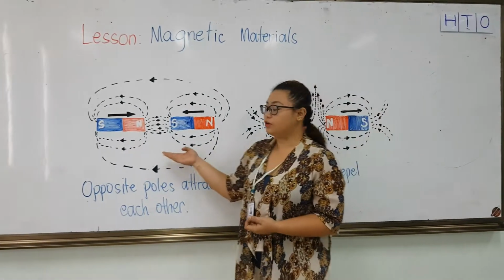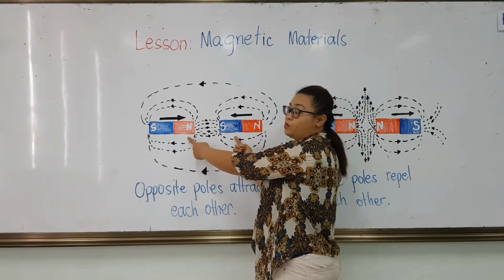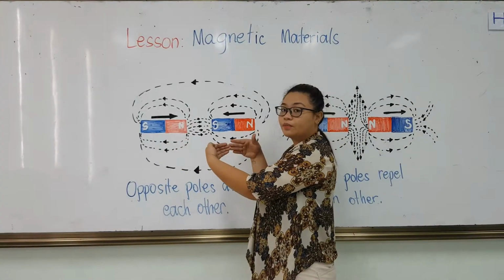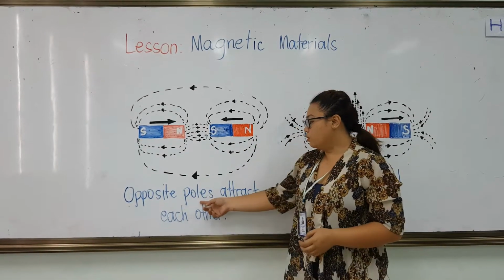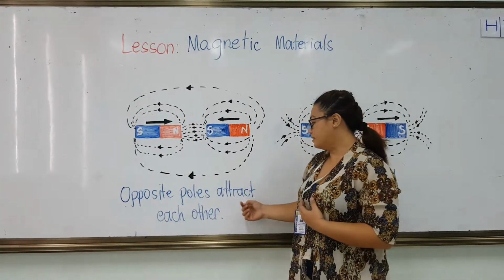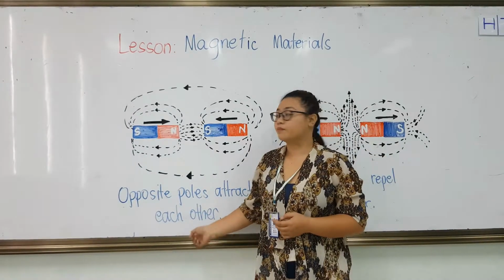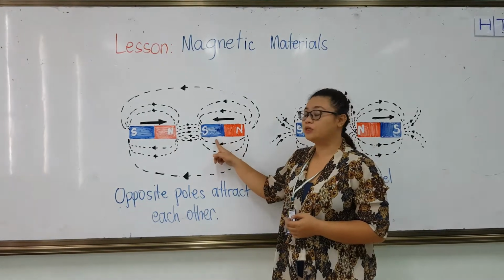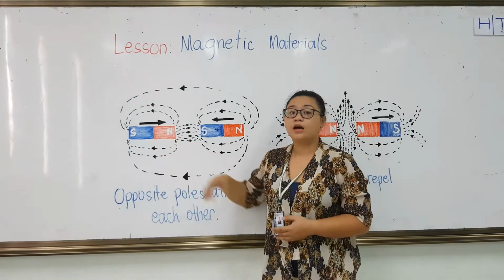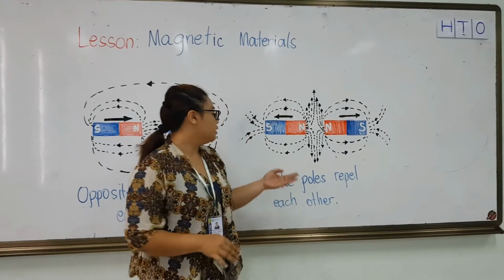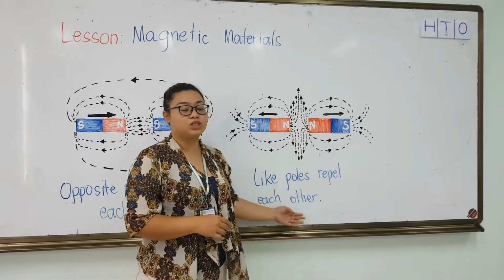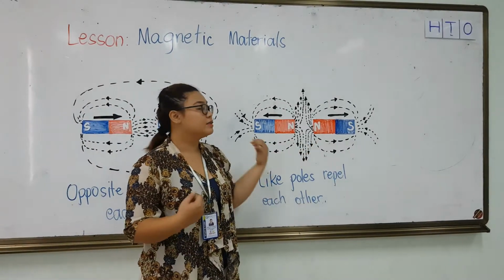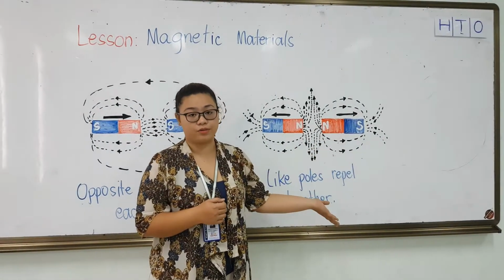With this picture, you can see that two different poles, the North Pole and the South Pole, attract each other. Opposite poles attract each other. North Pole attracts South Pole, and South Pole attracts North Pole. On the other hand, like poles repel each other. North repels North the way that South repels South.